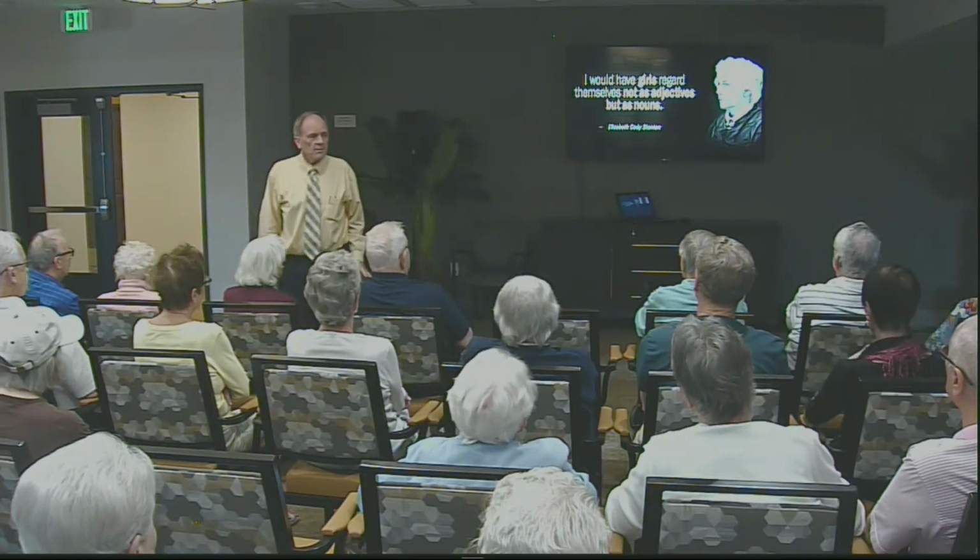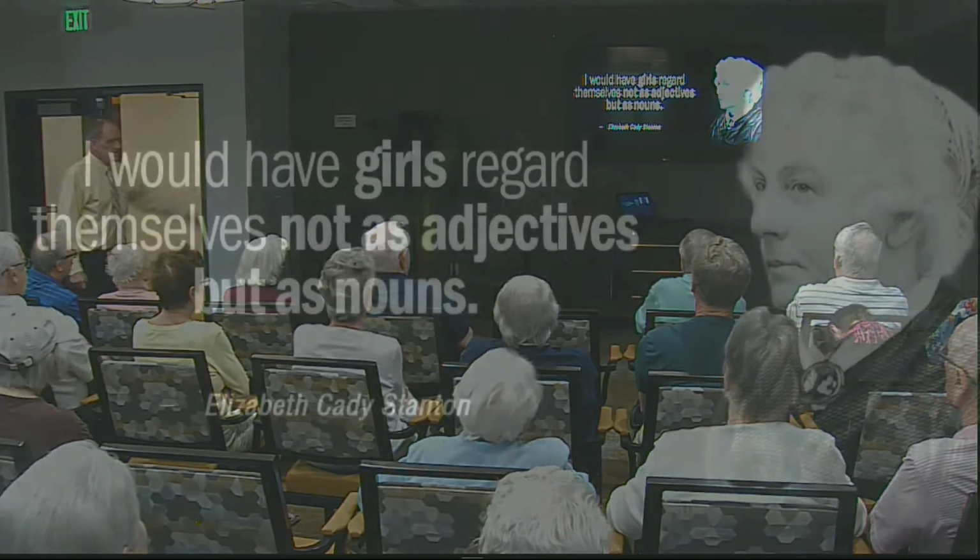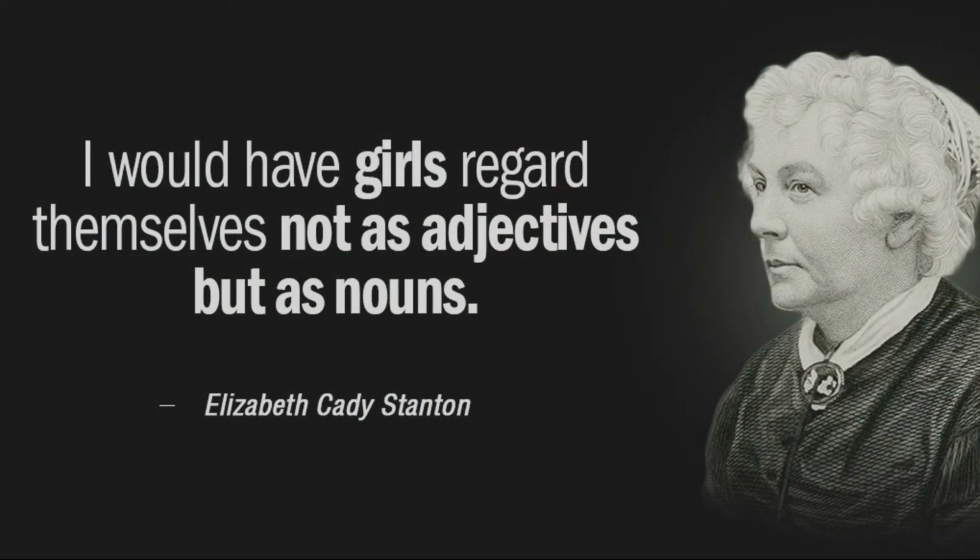One of the other people in the 1800s was a woman by the name of Elizabeth Cady. I would have girls regard themselves not as adjectives, but as nouns. What is she trying to say? Because we know in English, adjectives are the support of us. The nouns are the subject. The nouns are the activity. The nouns are the people in front. She said, don't be satisfied with standing back and being the support only. Go out and make yourself a part of what's important and be in front of the line. And that's okay. That's perfectly okay.